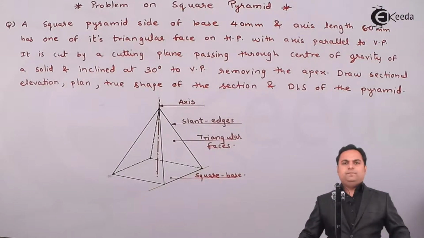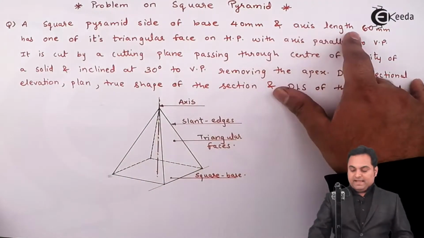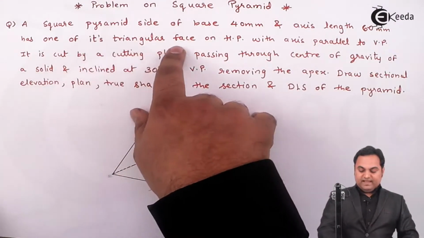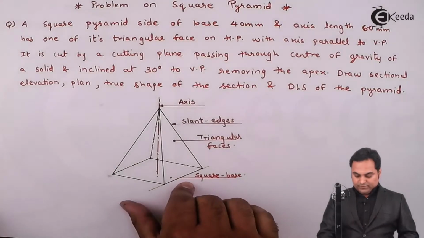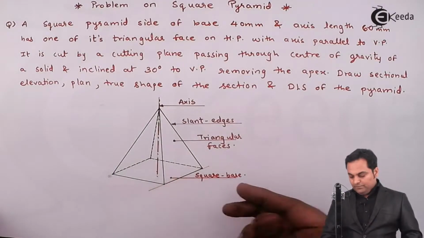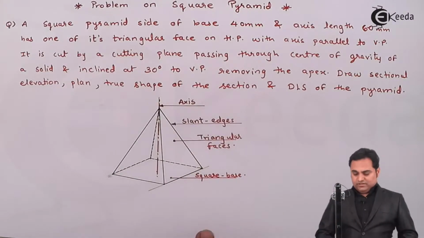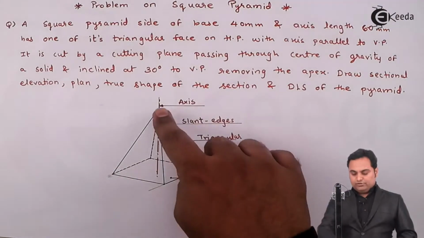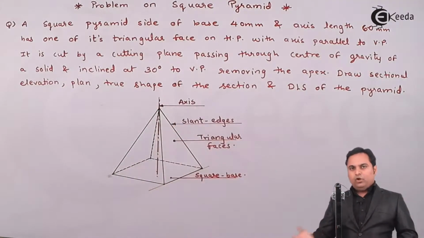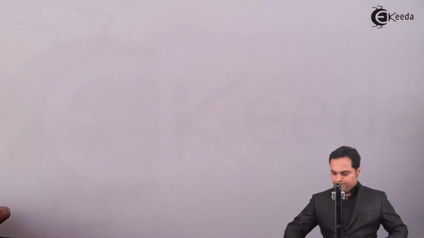Now in the question it is given that the square pyramid, side of base 40 mm, axis length 60 mm, has one of its triangular faces on HP. It means this pyramid will be tilted. Now it is resting on the base, but if we tilt it, it should rest on this triangular face on HP. So let us get started with the initial conditions.